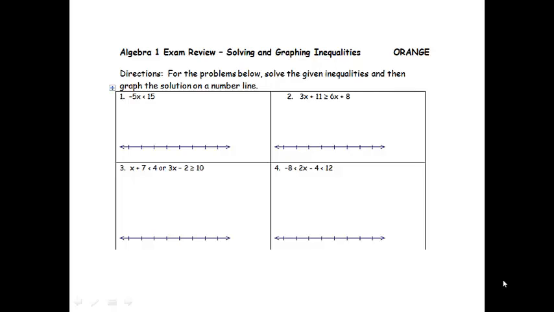Directions. For the problems below, solve the given inequalities and then graph the solution on a number line.